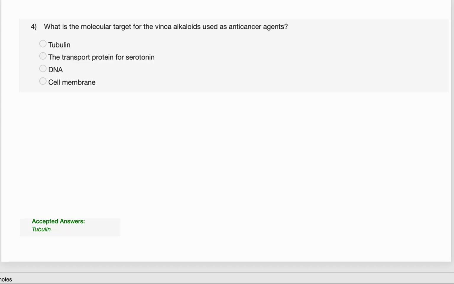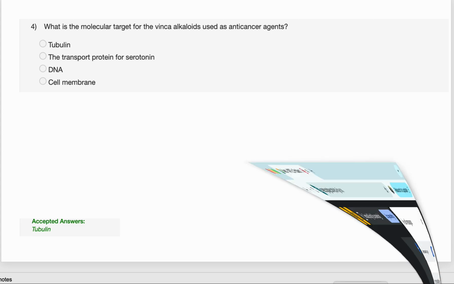Question 4. What is the molecular target for the vinca alkaloids used as anti-cancer agents? A. Tubulin. B. The transport protein for serotonin. C. DNA. Or D. Cell membrane. Is there anyone asking questions? Let me see.